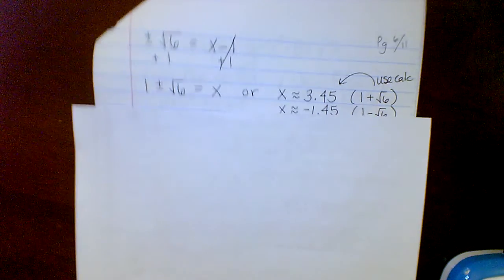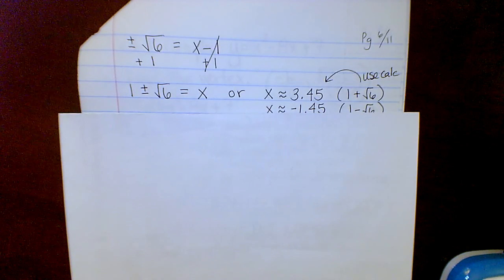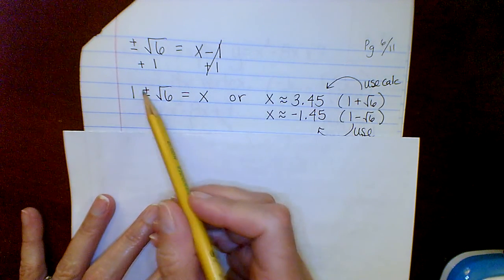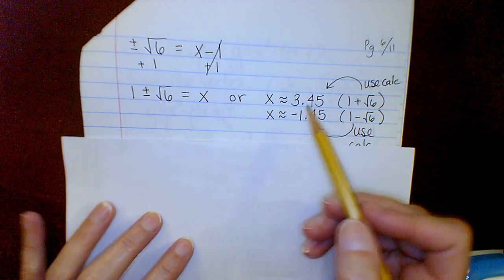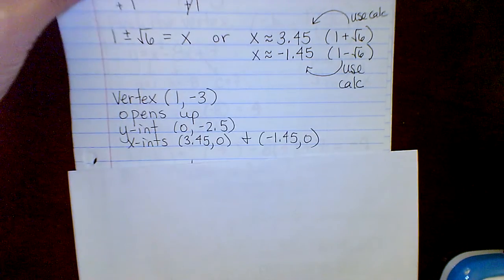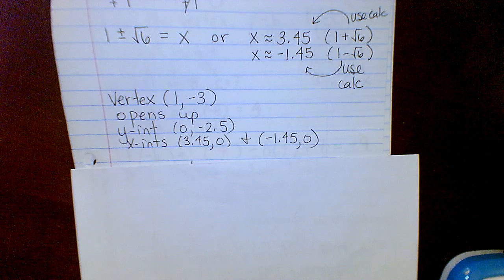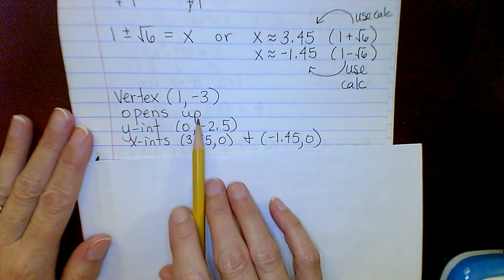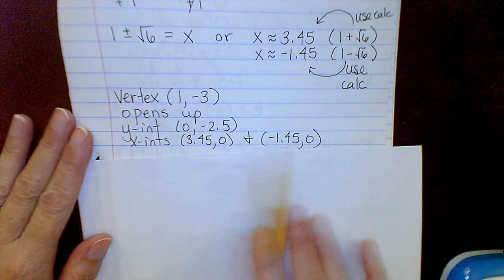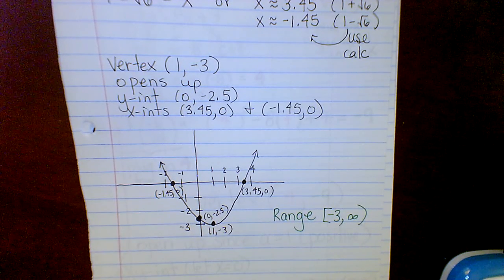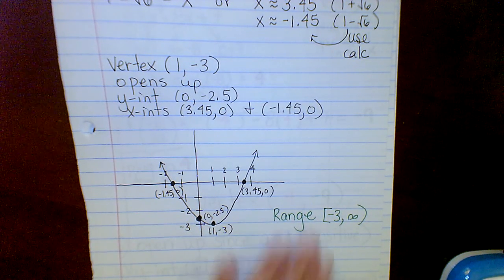Because we're graphing this, you really should just change these to decimals. So I just used the calculator on those two answers, 1 plus root 6, 1 minus root 6. And I got those two x-intercepts. So here's everything from all those parts that I was just doing. We got the vertex, we know which way it opens, we got a y-intercept, a couple of x-intercepts. So just playing a nice little game of connect the dots. There we go. Don't worry about the range, I'll be back for that.